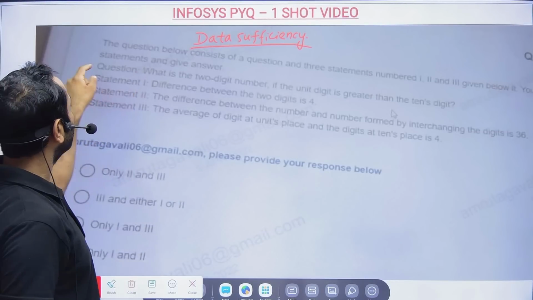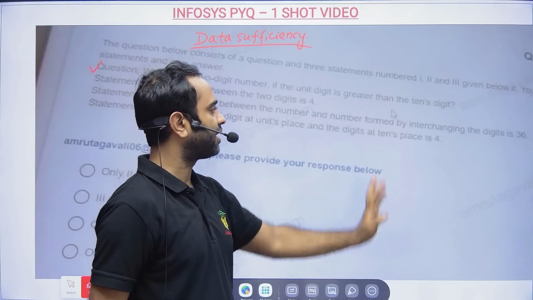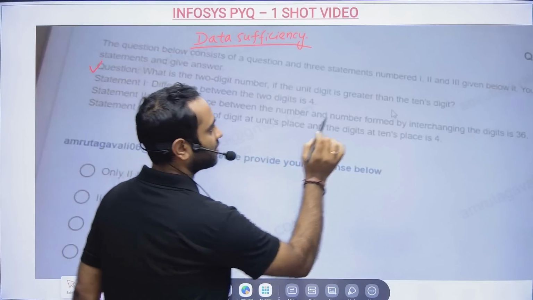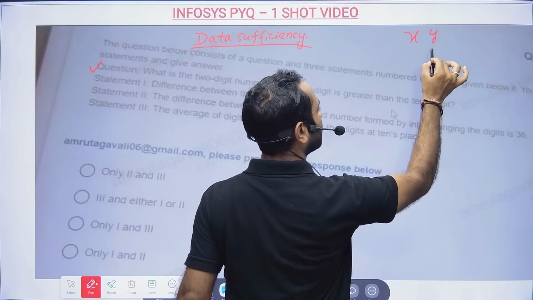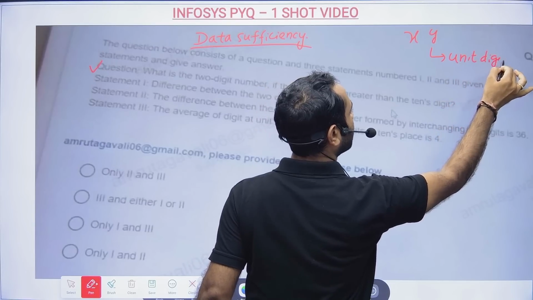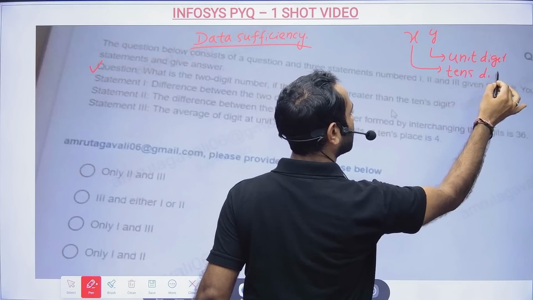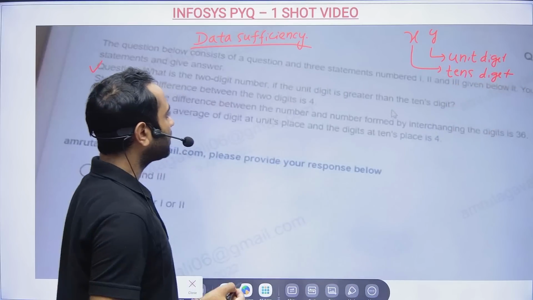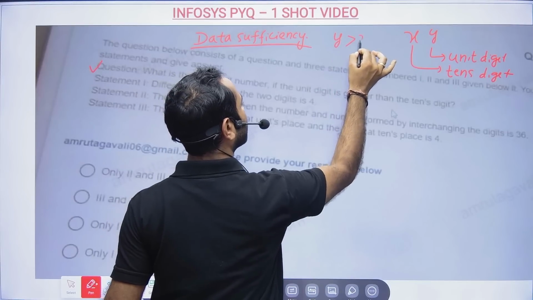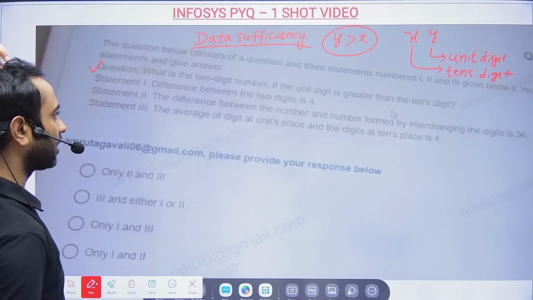So what is the question they are asking? What is the 2-digit number if the unit digit is greater than the 10th digit? Now friends, if you have X and Y, so this becomes your 10th digit and this becomes your unit digit, correct? Now what they are telling, if the unit digit is greater than the 10th digit, so Y is greater than X. Y is greater than X, right?